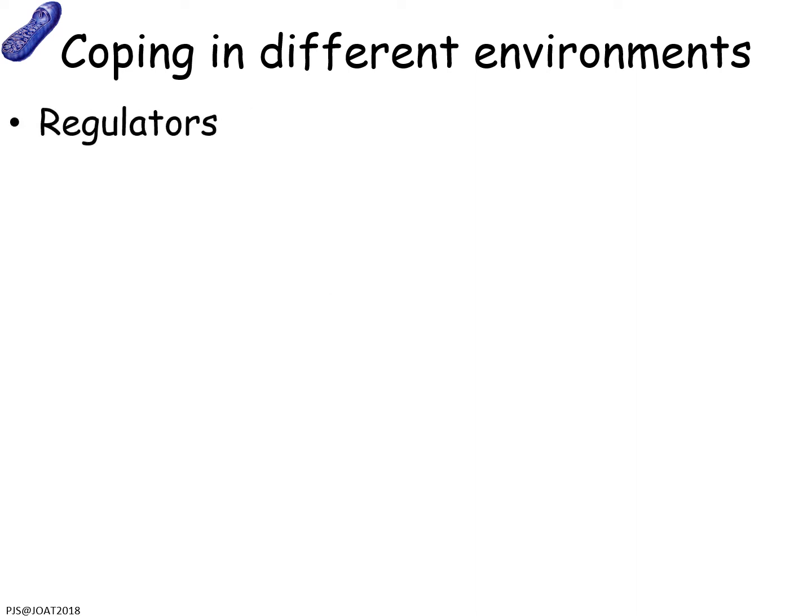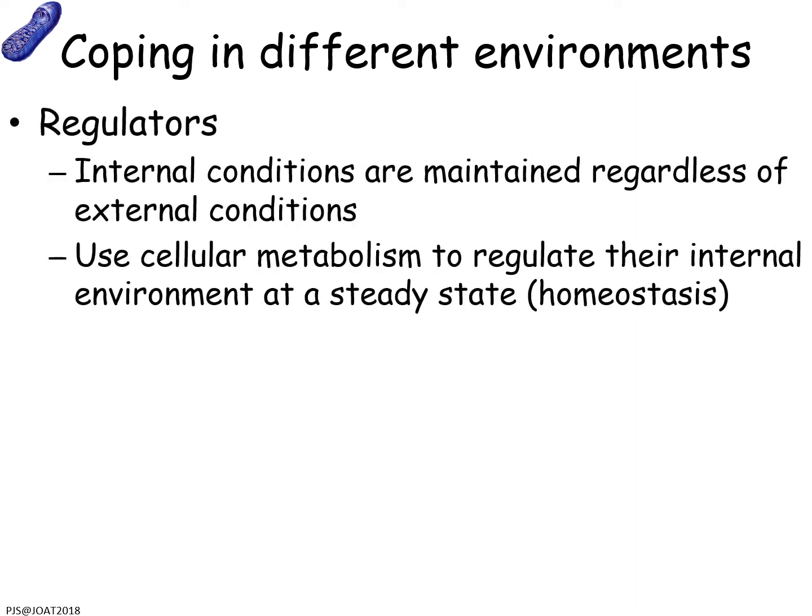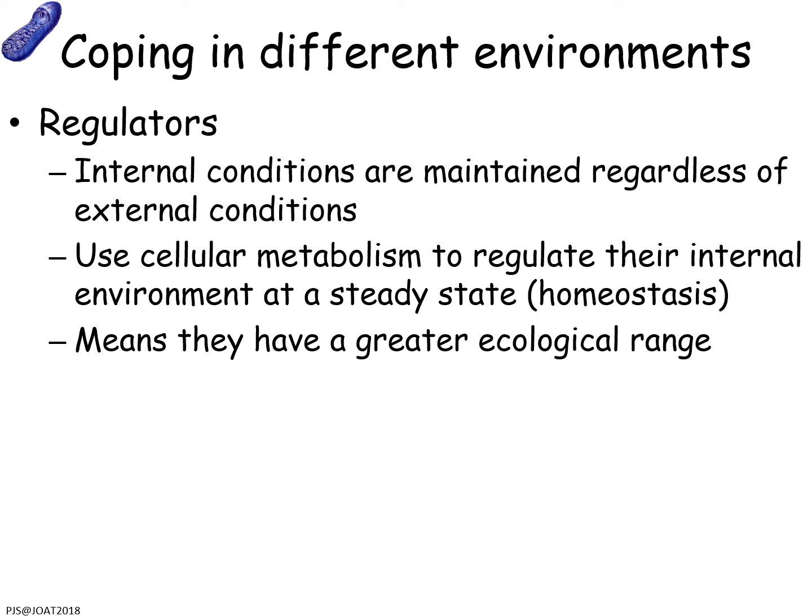Second group are regulators. This is where we fit in. Regulators will maintain their internal conditions regardless of the external conditions. You're going to have to know one specific loop, which is going to be temperature, but this is your negative feedback stuff that you had at National 5. What they're going to do is use cellular metabolism to regulate the internal environment. That is homeostasis, keeping things in a steady state. If you need to, go back and look at that in National 5. It's an expensive thing to do, but at the same time, it will give you a much greater ecological range.